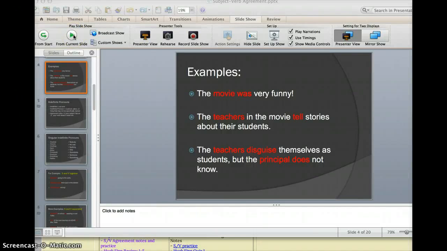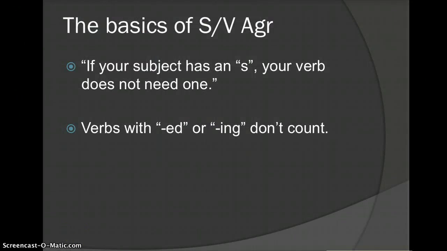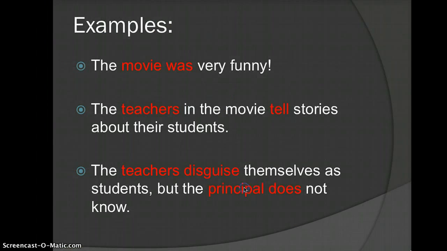Okay, so yesterday we talked about the basics of subject-verb agreement. And if you can remember the rule, if your subject has an S, your verb does not need one, then you won't have any problems. We also looked at some examples. We said the movie was funny. My subject doesn't have an S, so my verb needs one.